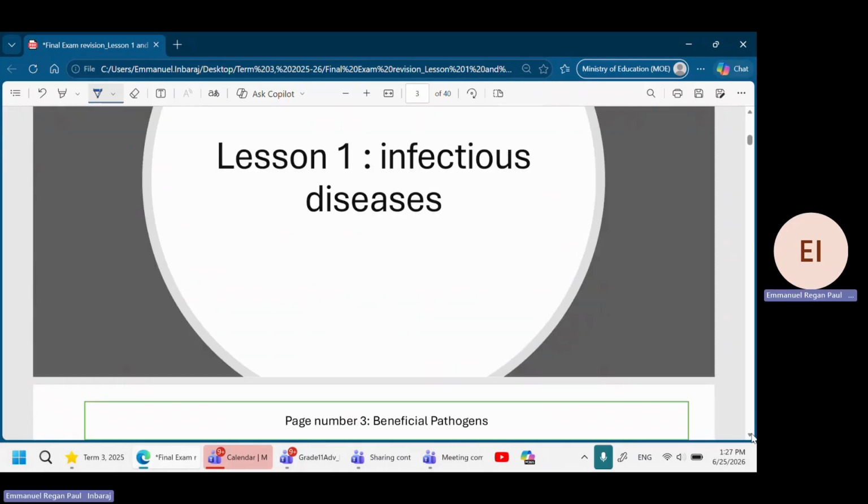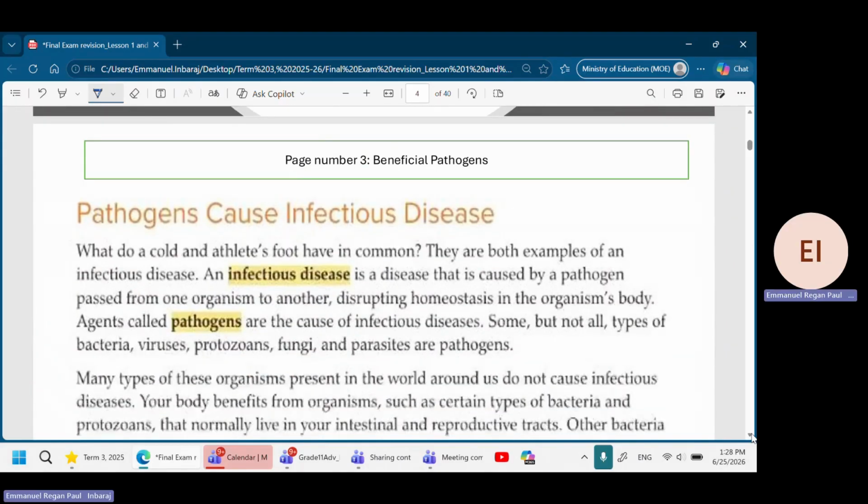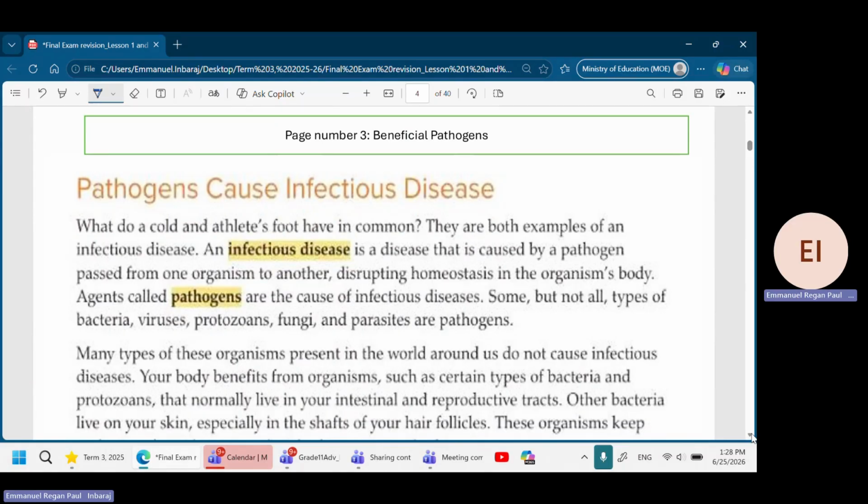So here we go with lesson number 1, infectious diseases. I want you to turn to page number 3 in your textbook. On page number 3, you will get one question, and this question can be from 3 concepts. It can be from the definition of infectious disease, or pathogens, or the third concept will be the beneficial bacteria. Now, what is an infectious disease?